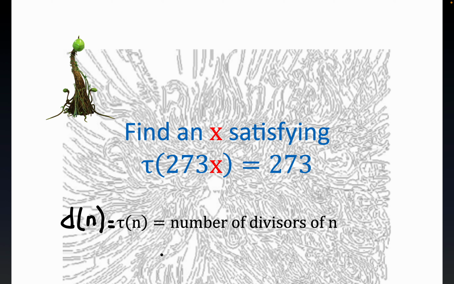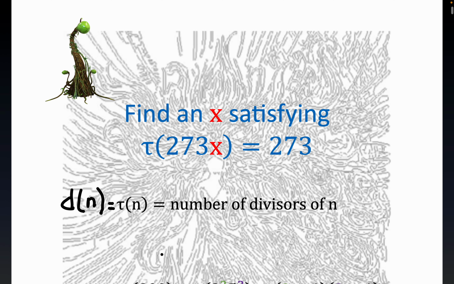Now we have this equation. Let's just briefly do an example here to make sure everybody's clear on what the function does. Tau, that's how I'll make my tau, I'll make it fancy like that. Okay, we'll do tau of 10. Now it's easy to count the divisors of 10. It's 1, 2, 5, and 10 itself. Now 10 is not a proper divisor, but tau doesn't care about that. So this is equal to 4.